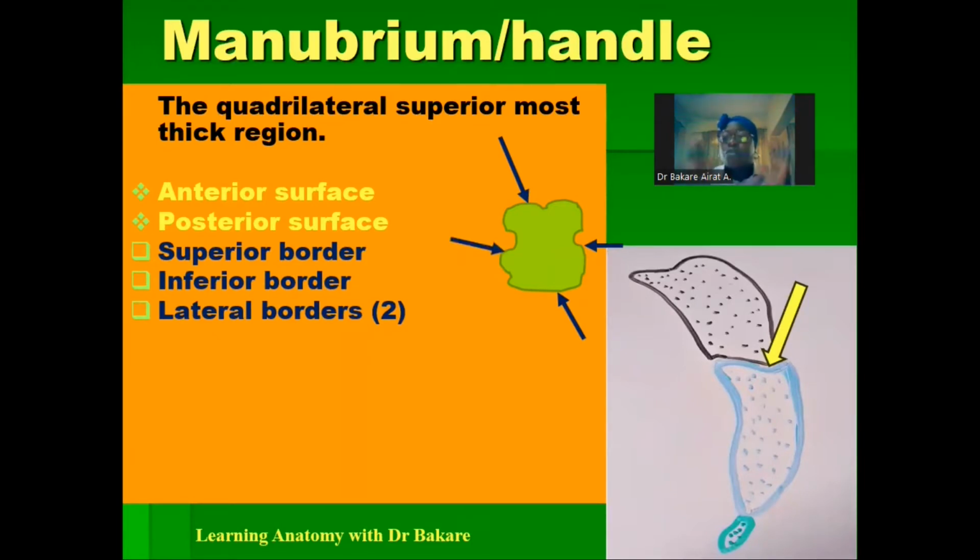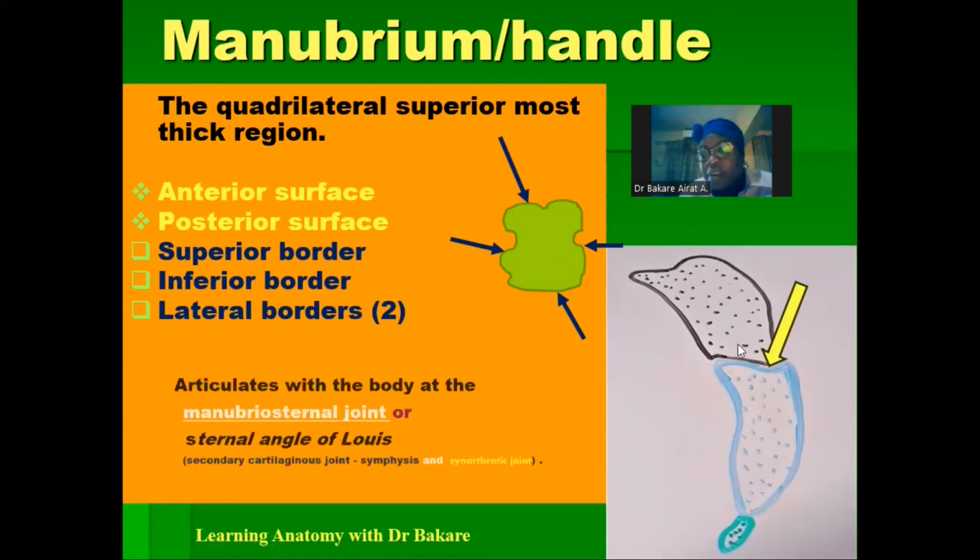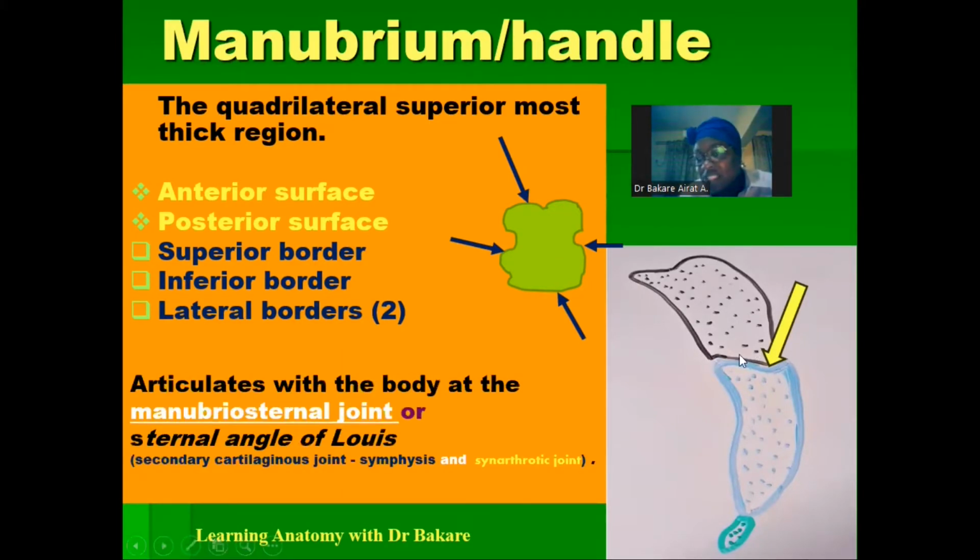So we have two surfaces, anterior and posterior surfaces, and we have four borders. If you look at the inferior border of the manubrium, at this region is where it articulates with the body of the sternum, and the joint that is formed at this region is the manubriosternal joint. This joint is also referred to as the sternal angle of Louis.